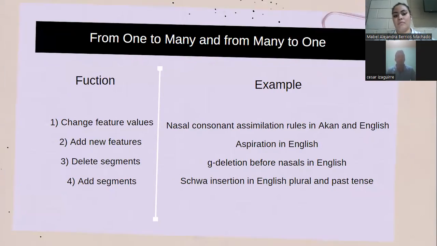From many to one, we have fusion, for example. In fusion, we have the changed feature values, nasal consonant assimilation rules in Akan and in English. And 2, add new features, aspiration in English. 3, delete segments, and g-deletion before nasals in English. And 4, add segments, schwa insertion in the English plural and past tenses.